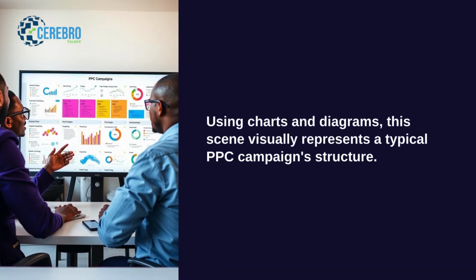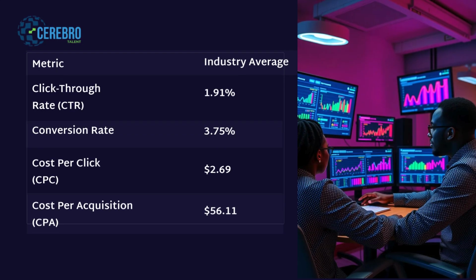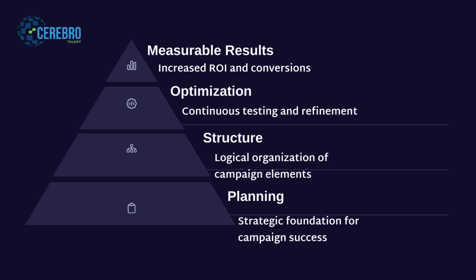Using charts and diagrams, this scene visually represents a typical PPC campaign structure. A detailed flowchart illustrates how ad groups, keywords, and landing pages interconnect within an overall strategy. We'll explain each section using clear definitions and provide real-life data sets that reflect industry averages for performance metrics. The visual aids help simplify complex processes, ensuring you understand how each part contributes to the campaign's effectiveness. This scene reinforces the importance of planning and structure in delivering measurable results.